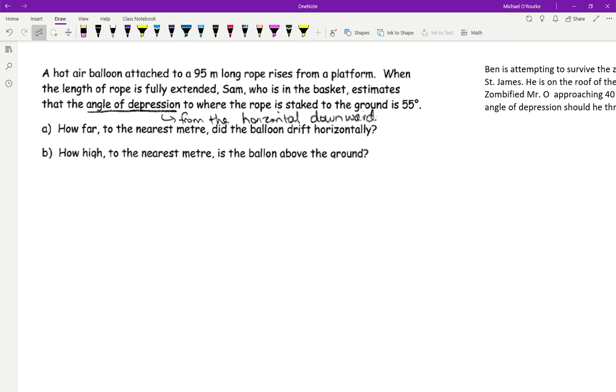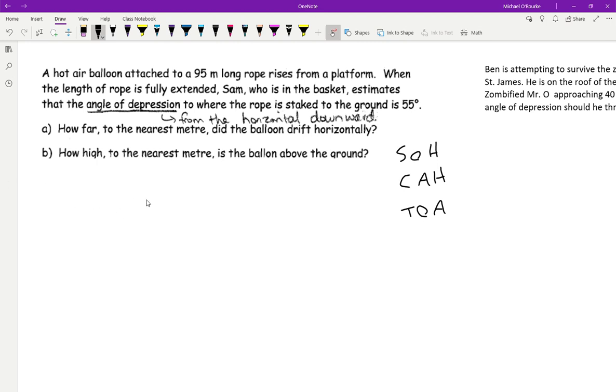Oh, I like this question. So, over here, I write SOHCAHTOA. Good. So, a hot air balloon is attached to a 95-meter long rope that rises from a platform.